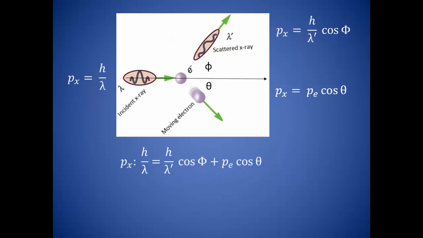So momentum in the x direction can be written as h over the wavelength of the original X-ray equal to h over the new wavelength, or lambda prime, times the cosine of phi, added to the resulting momentum of the electron times the cosine of theta.